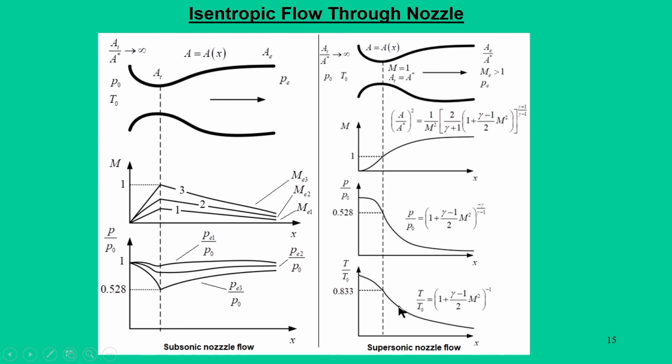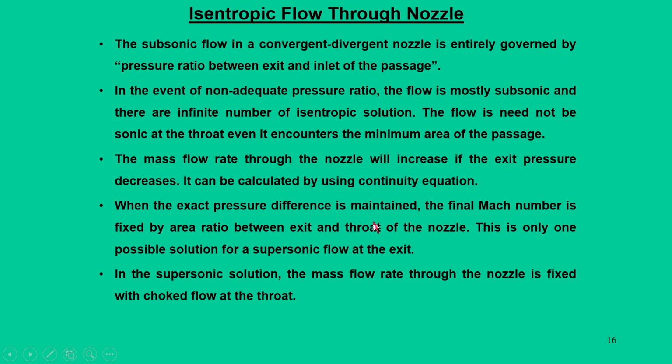At that location we will have only one particular solution. We call this a supersonic nozzle flow, and in that situation we will have fixed numbers: P by P0 will be 0.528, T by T0 will be 0.833. Here you can see there is only one curve, but here there are many curves. So, we say that a subsonic flow will have an infinite number of solutions and a supersonic nozzle flow will have only one solution. So, this is how I have summarized the isentropic flow through a nozzle.